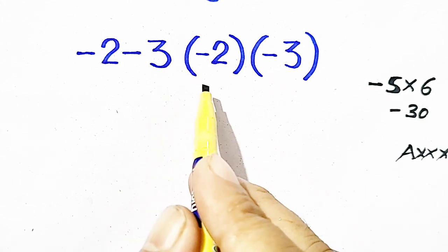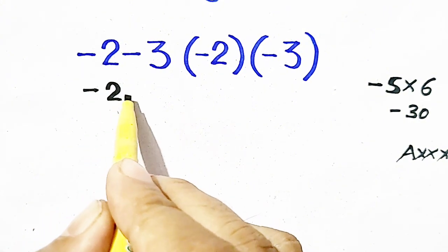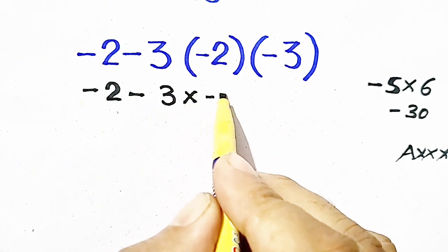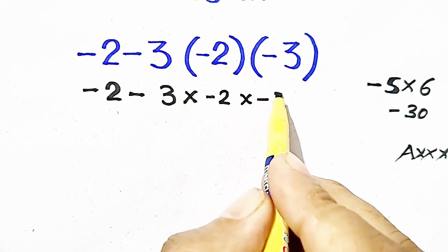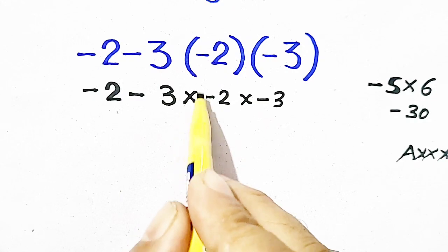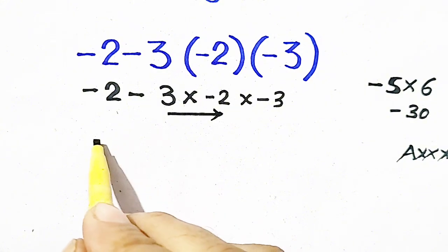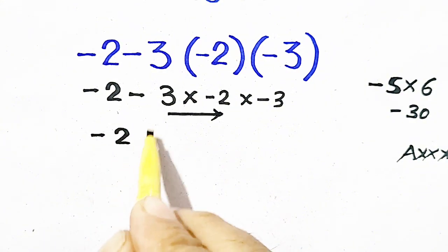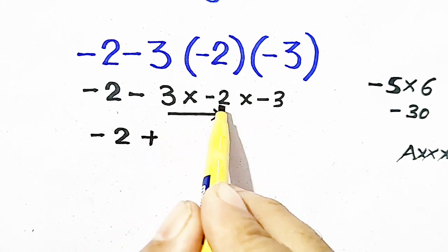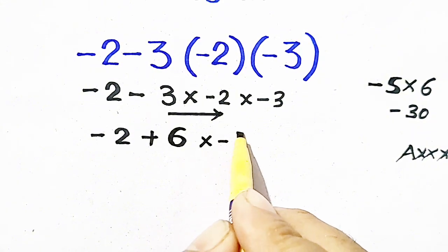Now we will solve according to the BODMAS rule. So we will get minus 2 minus 3 times minus 2 times minus 3. Now we will solve this multiplication first because we have to move from left to right. So we will get minus 2 minus, and minus times minus we will get plus sign. 3 times 2 will be equal to 6 times minus 3.